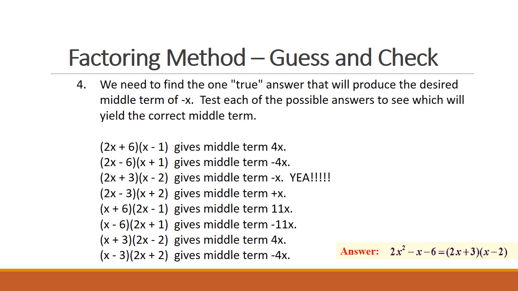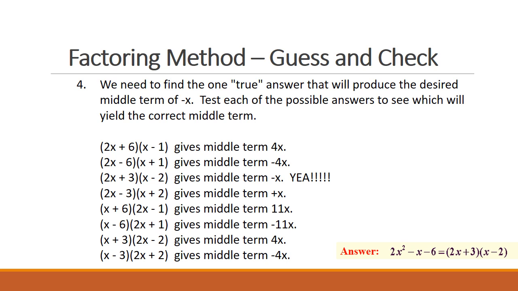So what we need to do is test our possible answers and see which one gives us the correct middle term, which is negative x. To do that, we will multiply the outer and the inner and add them together. So you're really doing FOIL, but we don't need to do the first because we already know the first works because we made it work. We know that last works because we picked 2 numbers that would make that work. So what we really need to check are the combination of the outer plus the inner.